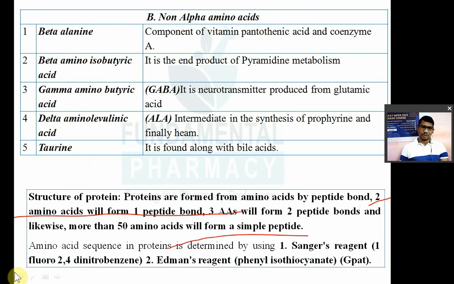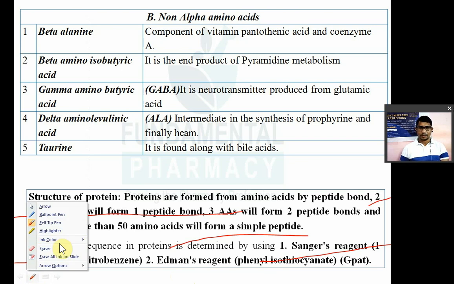The amino acid sequence in a protein can be analyzed and determined by reagents. So the first reagent is Sanger reagent, known as 1-fluoro-2,4-dinitrobenzene. A question on Sanger reagent has already come, and it has been repeated 2 times. Sanger's reagent is 1-fluoro-2,4-dinitrobenzene, FDNB for short. Then Edman's reagent is there, known as phenyl isothiocyanate, and then dansyl chloride is also there.